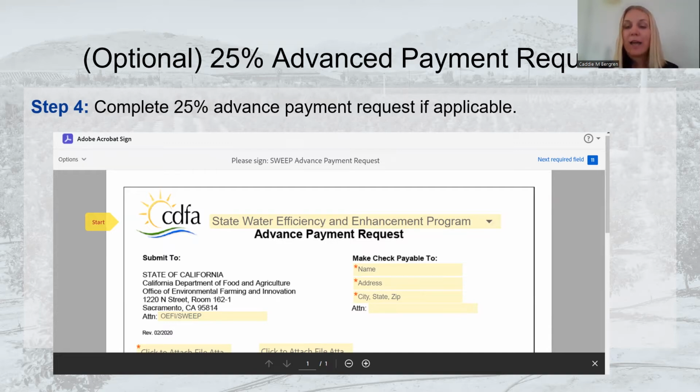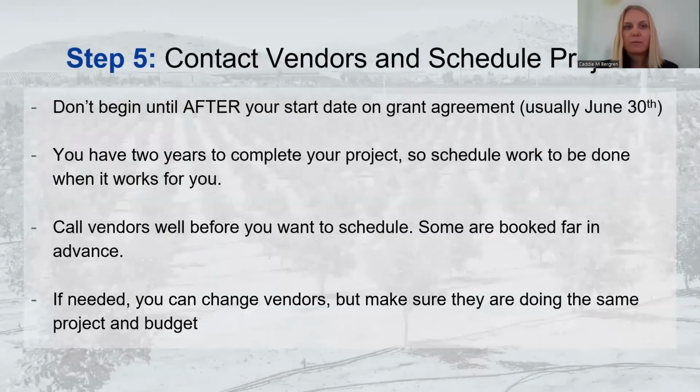So if you need a little more cash flow up front, please fill out this form. This is a screenshot of it. It's also on DocuSign, so you'll click a link on your email, and it's a one-page form to fill out, not too difficult. Of course, after you've done that, check your grant agreement for the start date.